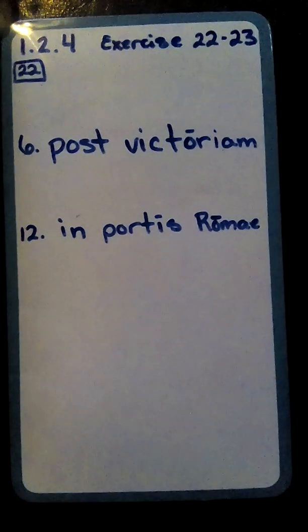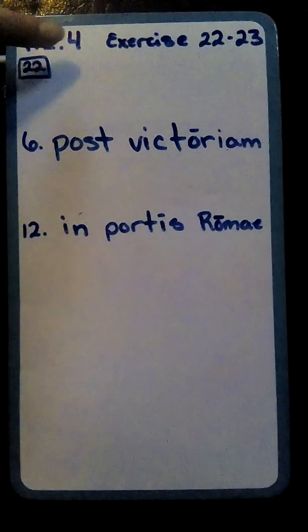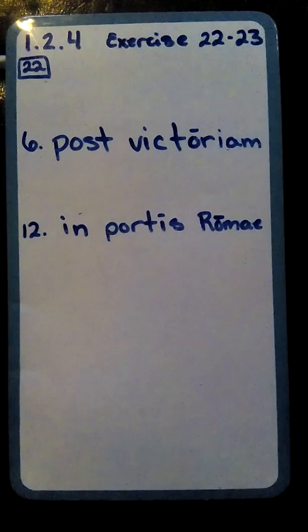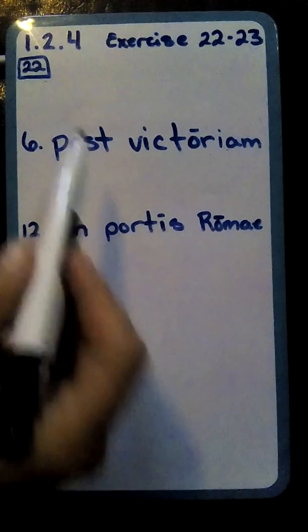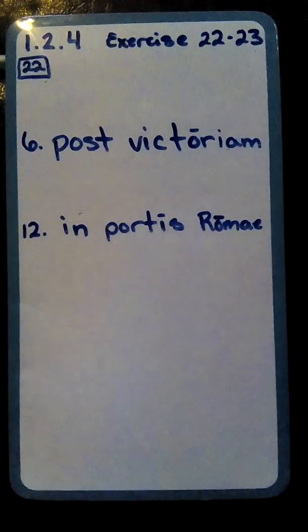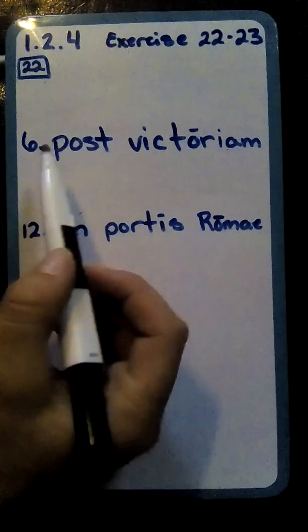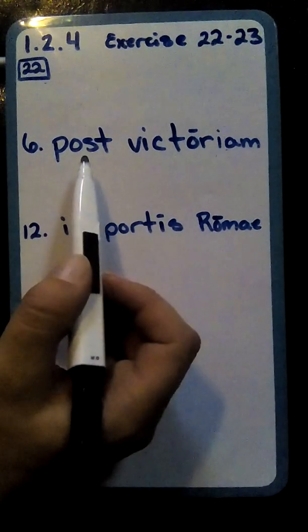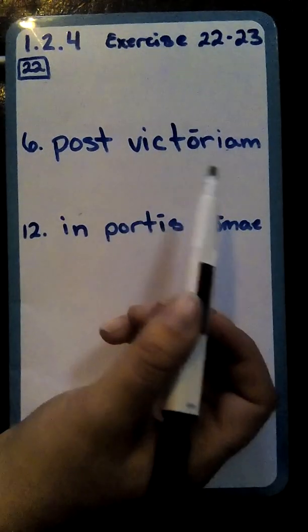Okay, let's go over Unit 1, Lesson 2, Section 4, Exercises 22 and 23. We start off by looking at Exercise 22, which tells us to, number 1, translate, and number 2, explain the cases of the nouns. So we're going to read our first example of number 6, and it says, Post victoriam.